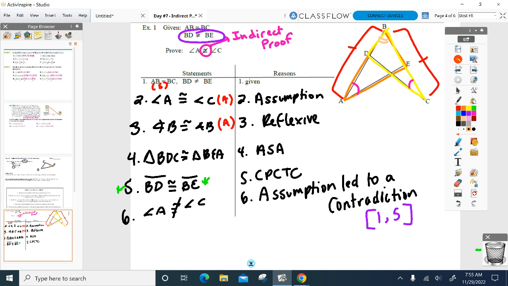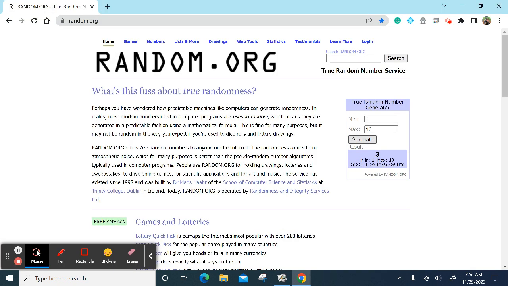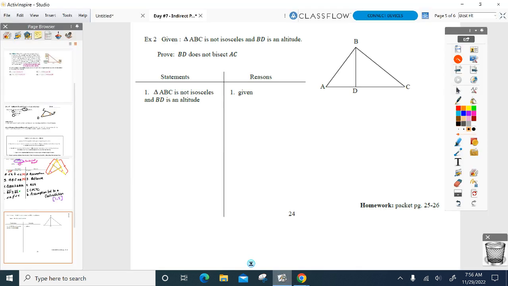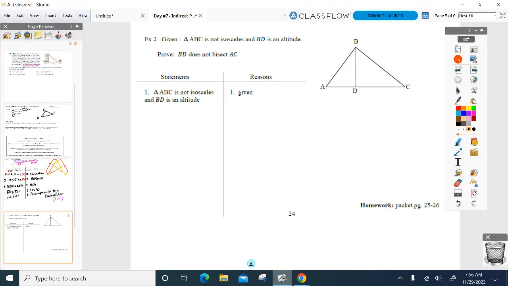We're good? All right, one more together, and then I'm going to let you go on your own with one. How do I know this one's going to be done indirectly? What do I read that tells me, hey, you better do this proof indirectly? Because the proof is saying it's not. Good. Anytime I have not in the proof statement, it's going to be done indirectly.